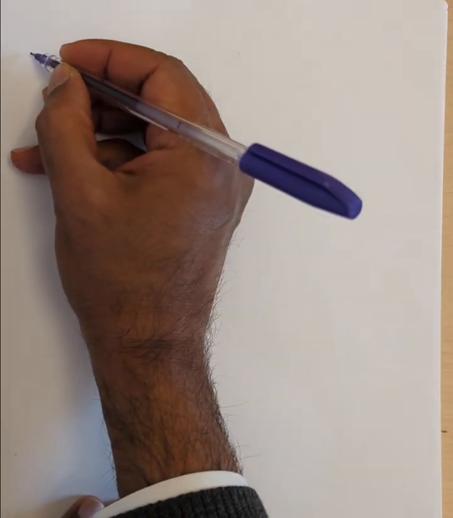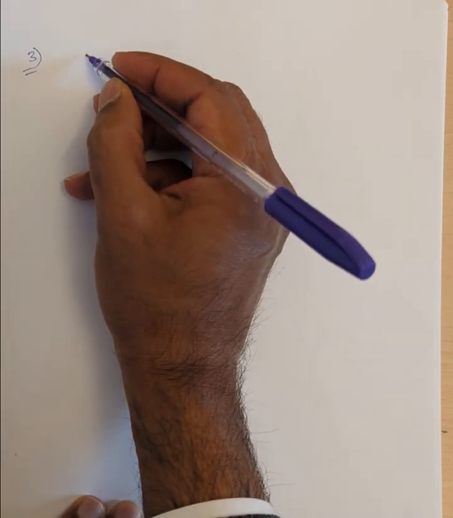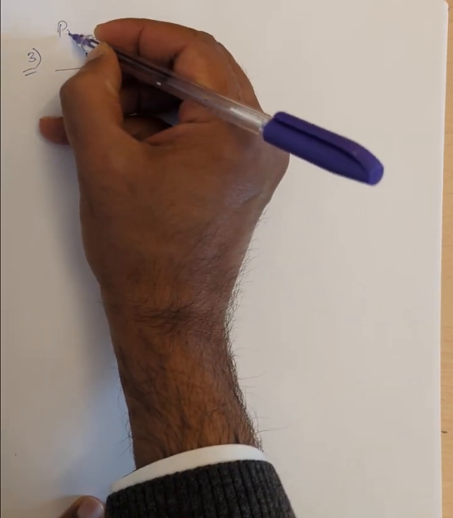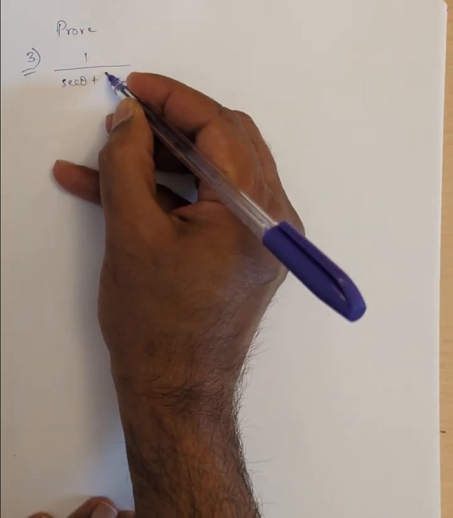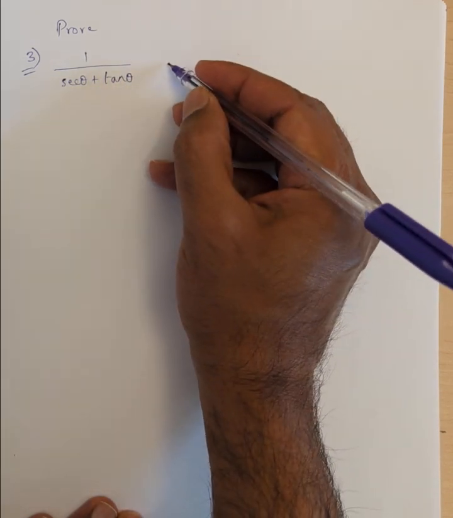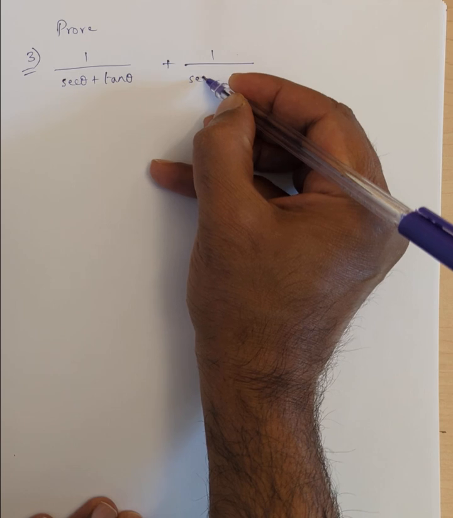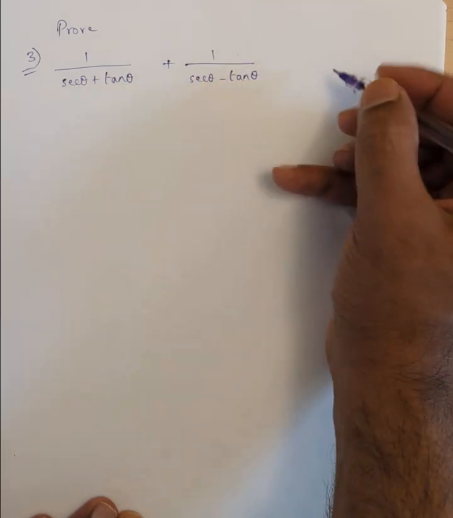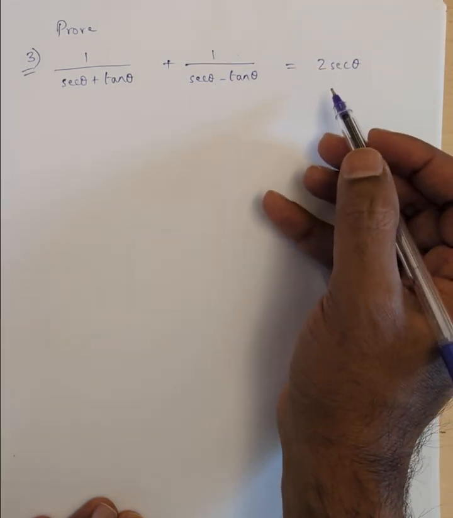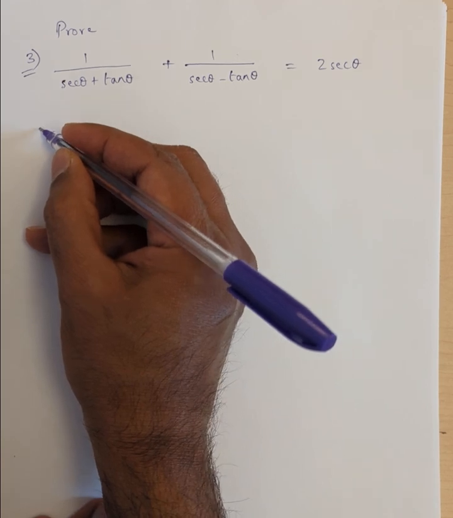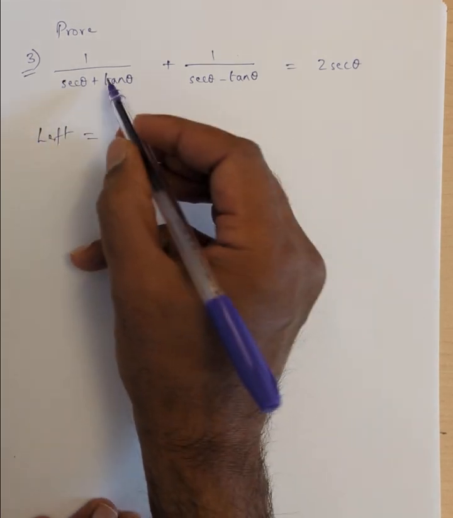All right, then there's one other problem I want to do. So let's call it number 3. It says prove 1 over secant theta plus tan theta plus 1 over secant theta minus tan theta is equal to 2 secant theta. Now the right side looks really simple. So let's start with the left side and we might be able to arrive at the right side.